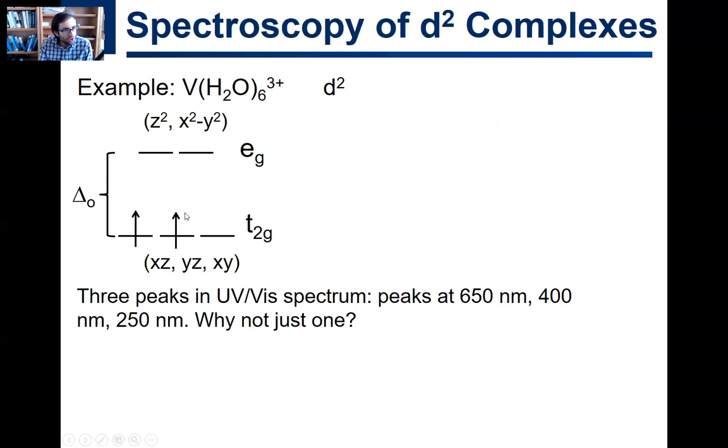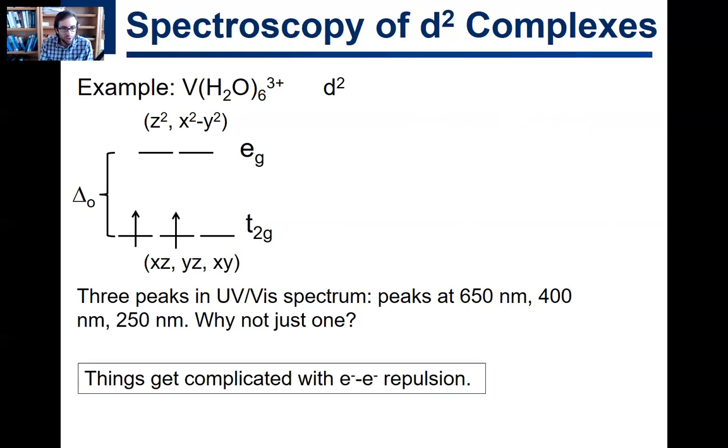And that turns out to just be totally wrong. There are 3 peaks. 1 at 650, 1 at 400, and 1 at 250. Why is there not just 1 peak? And the answer is that things get very complicated with electron-electron repulsion. You can have many different states here. You do have many different states due to the interaction of these 2 spins.